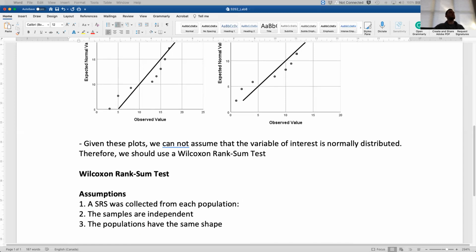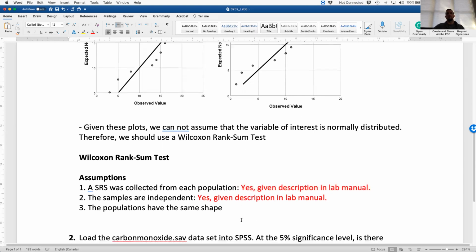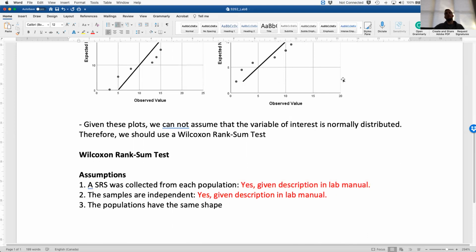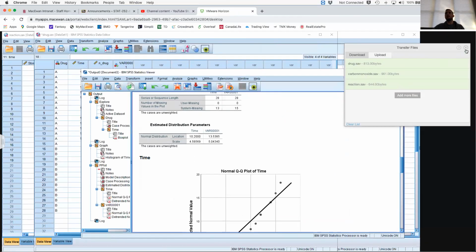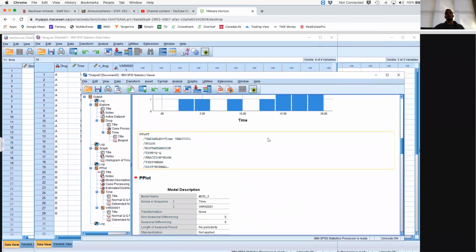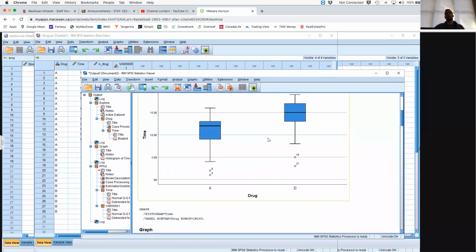Okay, so based off of the description in the lab manual, it says that they collected a sample of patients who were independently and randomly assigned to one of the two groups. So this is met, so we can say yes, given the description in the lab manual. And then this would be the same conclusion here. Now for the shape, we can take those box plots and histograms that we constructed earlier, and we can use those to judge the shape of the distributions.